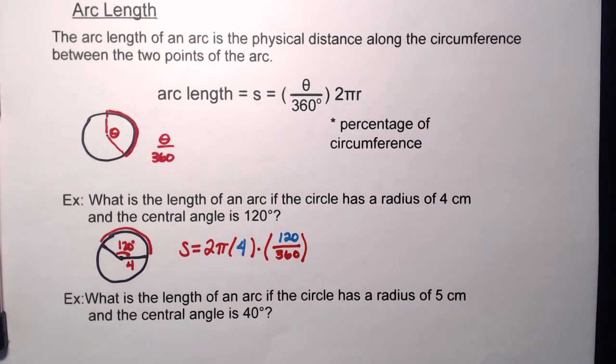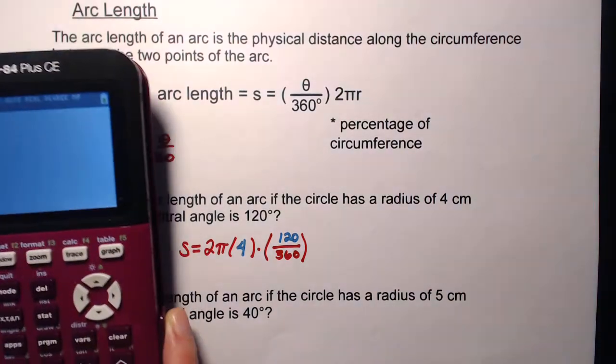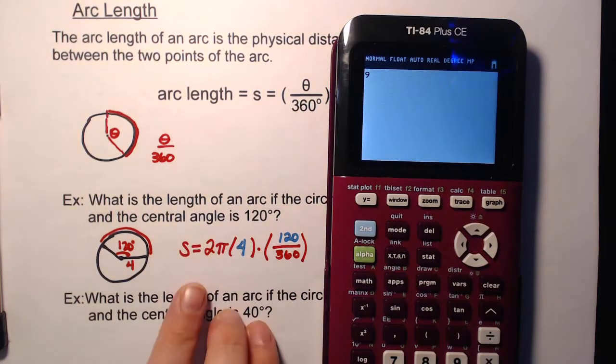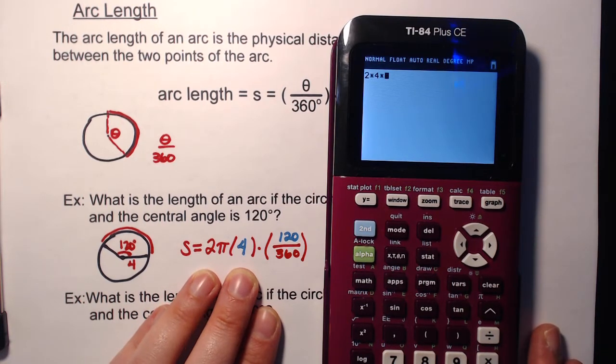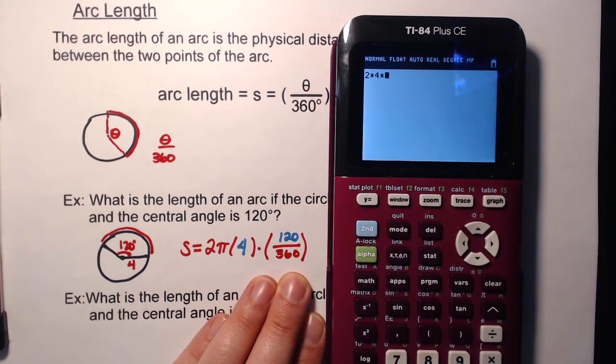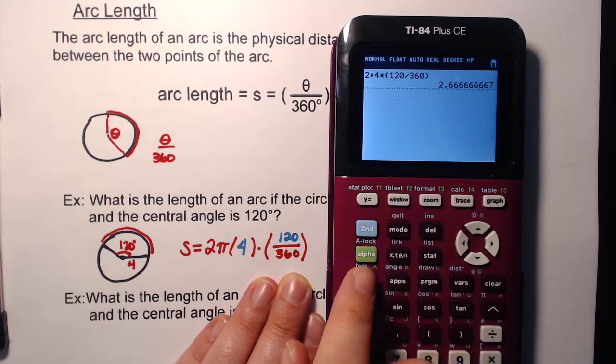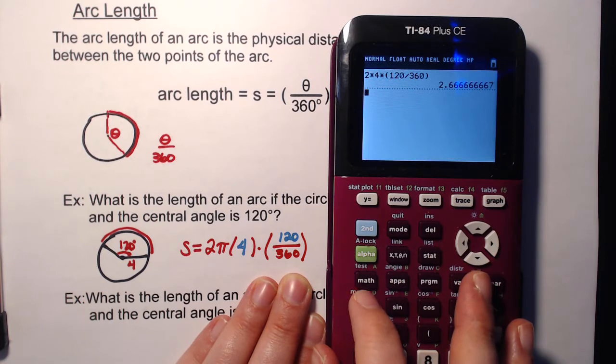Okay. Now, if you've got a calculator, a graphing calculator, you can type this in. Again, we want 2 answers here, one with pi and one where pi is multiplied in. So I'm going to do 2 times 4. And then there's 2 ways that I can multiply this fraction. I can do 120 divided by 360.